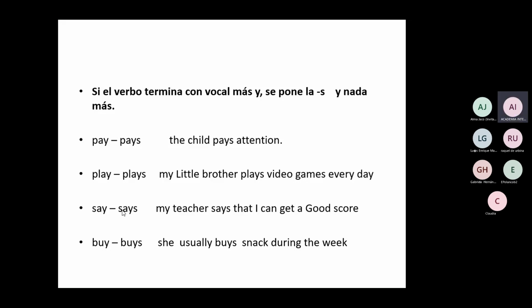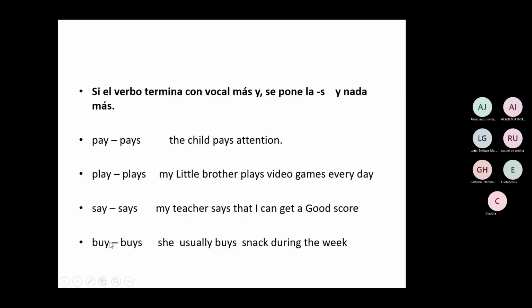Okay. Why am I using letter S in this verb? Because I'm talking about him. This is third person. Okay. Just because I'm not using he, but we already know that I'm talking about him, my teacher. I'm talking about him or her. Estoy hablando de él o de ella. So, third person, tercera persona. Incluso esta oración está en presente simple. Sujeto, verbo. This is a complement. My teacher says that I can get a good score.